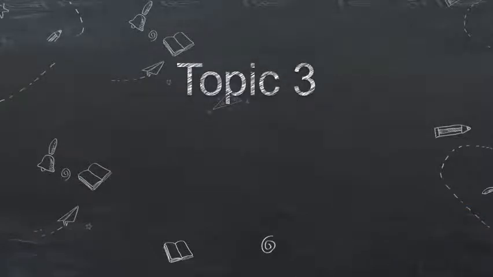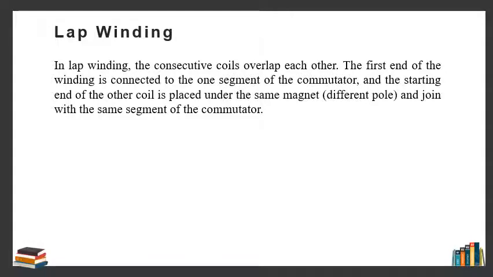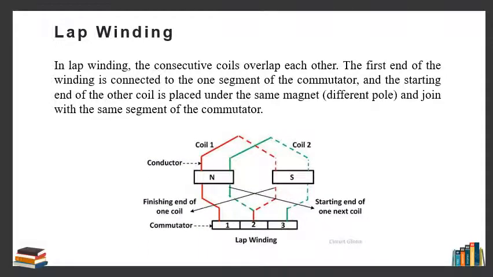Now we will move on to the next topic, named lap winding. In a lap winding, the consecutive coils overlap each other. The first end of the winding is connected to one segment of the commutator, and the starting end of the other coil is placed under the same magnet and joined with the same segment of the commutator. This is the diagram for the lap winding.